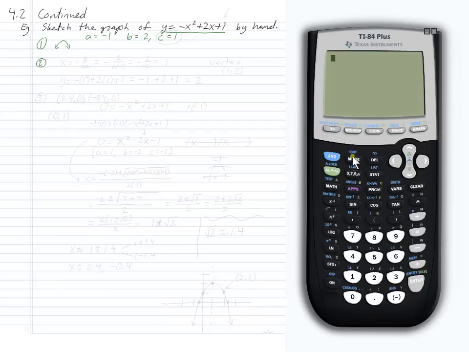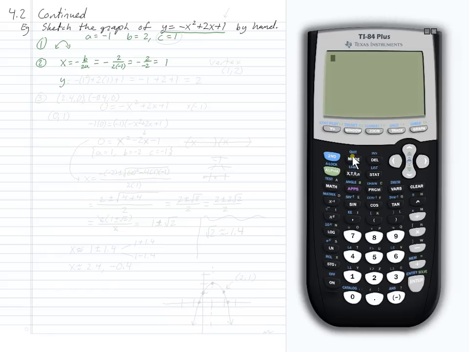Next, we'll look at the vertex. So the x-coordinate being negative b over 2a. That would be negative, again, 2 over 2 times negative 1. This is actually negative 2 over negative 2. Our negatives cancel, our 2's cancel, and we just get 1.